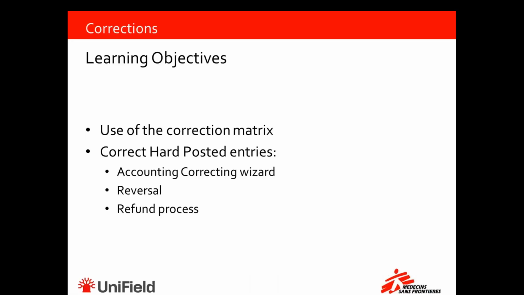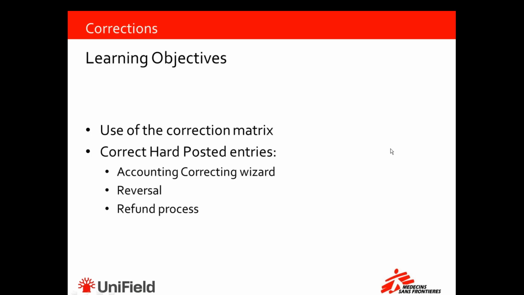Okay, so for the correction, what we will see is the use of the correction matrix. What is the correction matrix? It is a general understanding, not how to do it in Unifield, but to understand what kind of correction I have to do in this or that case. It's very important to have that because we have to combine 3 variables: what is the status of the entry, what kind of entry we have, and what part of this entry we want to correct. Depending on the answer to those 3 questions, we know how to do it.